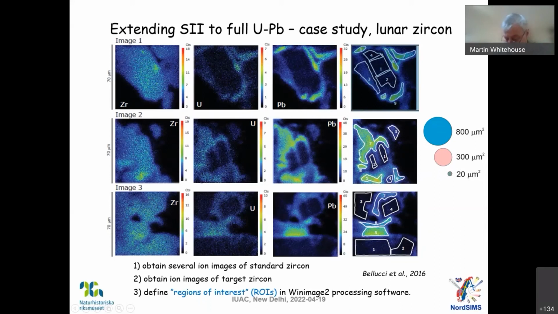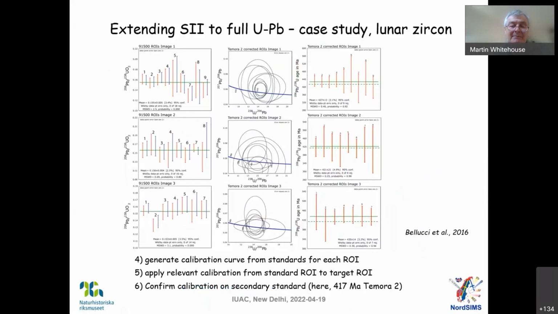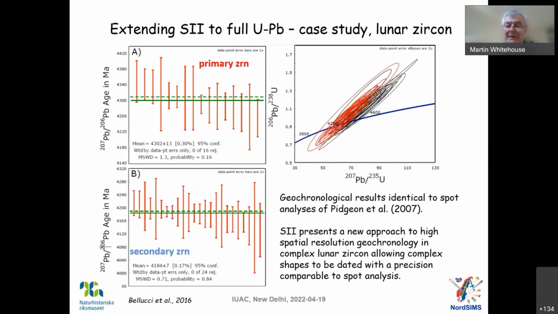We used that procedure that I just defined, and we tested it on Temora 2 zircon. We get the correct age for Temora 2 zircon, about 420 million years. So the method works. And when we applied it to the lunar zircon, we found that we get a very good match with Bob Pigeon's spot analyses. The primary zircon is giving us 4,300 million years, and the secondary zircon about 4,200 million years, with very acceptable uncertainties of just 10 million years. So we can do scanning ion imaging and obtain full lead-uranium. It's a very powerful technique.